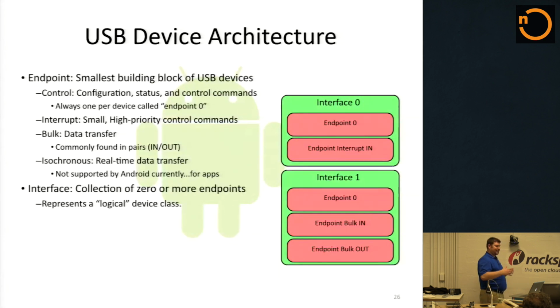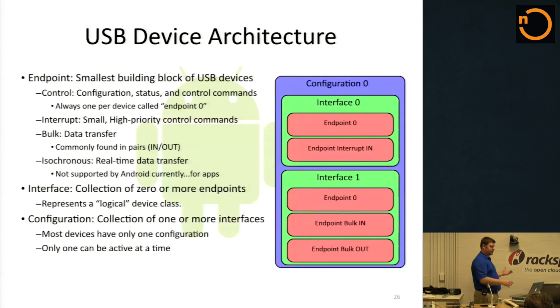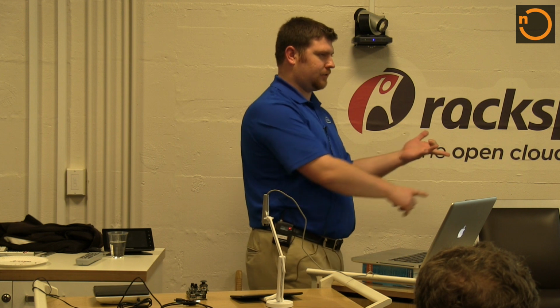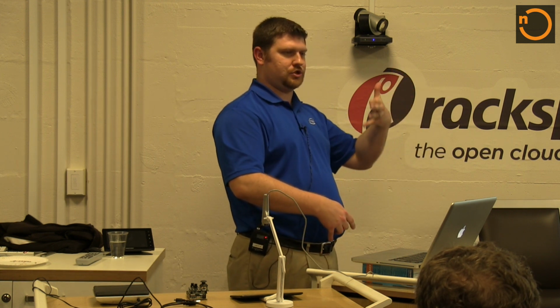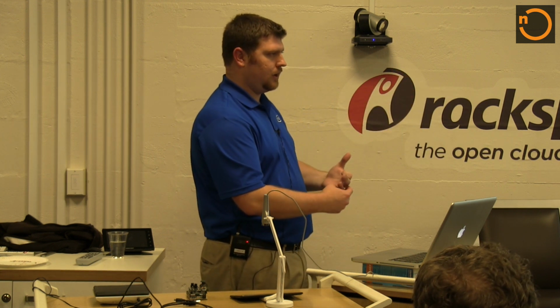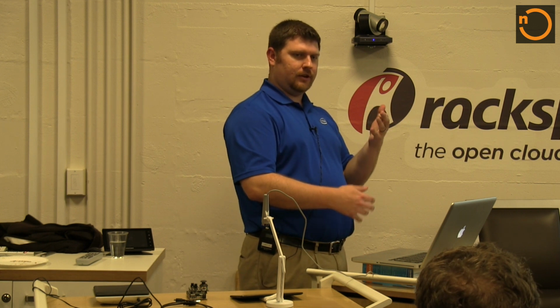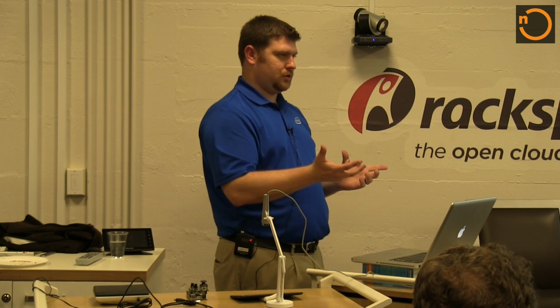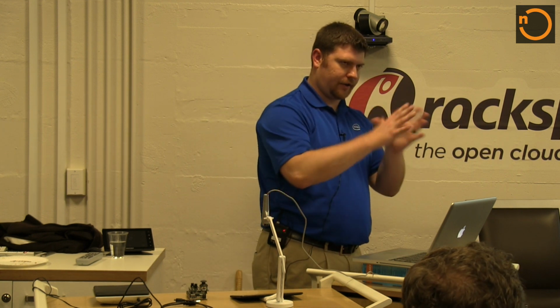Those endpoints are then collected together in interfaces. So an interface is what you would think of as a logical device, you know, and the reason that it's not the highest block, which is a configuration, is that a single physical device might represent itself as more than one logical device. Think of like a multifunction printer, right? It's a printer, a scanner, a fax machine, and those are all devices that show up on your machine when you hook it in. Each one of those is an interface that are members of a single configuration, okay? So that's kind of how that all breaks up.